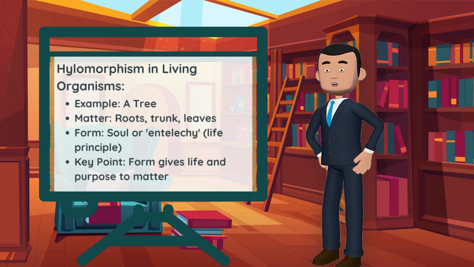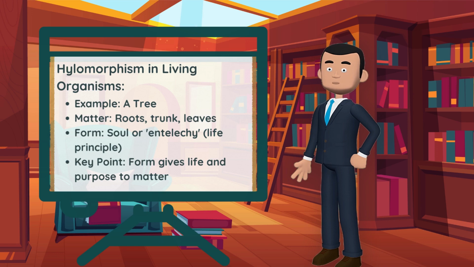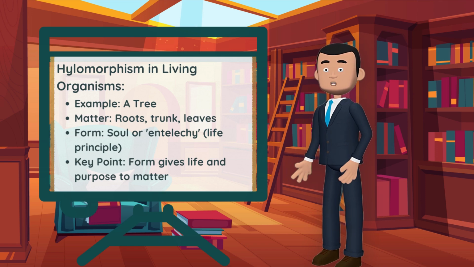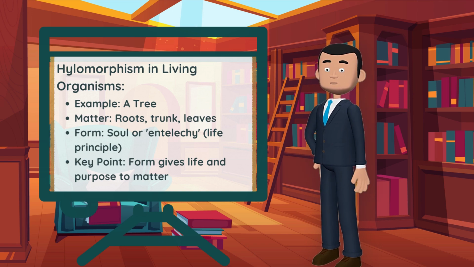Now, Aristotle didn't stop with inanimate objects. He applied this concept to living things as well. Take a living organism, for example, a tree. The tree's physical body, its roots, trunk, leaves, that's the matter. But what makes it alive? Aristotle would say that its form is what he called its soul or entelechy, which is a kind of organizing principle that makes the tree not just a collection of parts, but a living, growing entity.